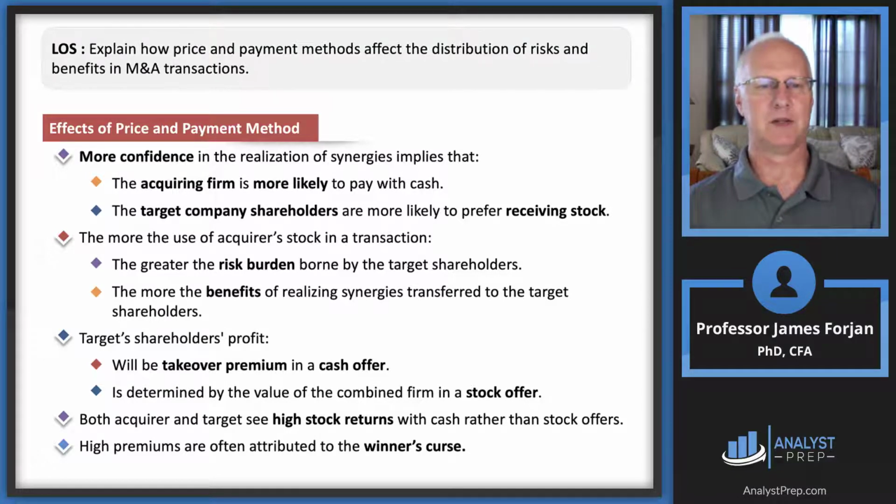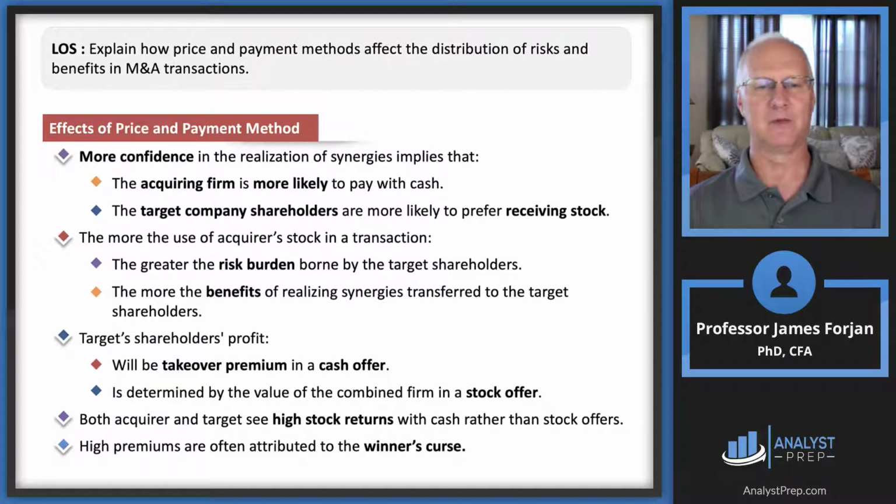Let's skip down to target shareholders' profit will be the takeover premium in the cash offer, right? But it'll be determined by the value of the combined firm in a stock offer. I think that makes perfect sense. High premiums are often attributed to the winner's curse. This is what I was saying earlier. If you have multiple bidders, or if you bid 50% or 60%, you win, right? But you overpaid. That's the winner's curse.